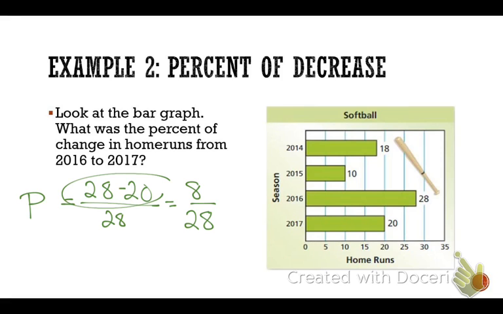Matthew? 28 was your original number, so you subtract 28 from 20. But it's never negative. You're just subtracting the two numbers from each other. Okay? What you divide by is the original amount. Okay? Your numerator cannot be negative. Okay? You can't have a negative percent of change. All right? So you're just subtracting the two numbers from each other. It doesn't matter which one comes first. All right? So 8 divided by 28.